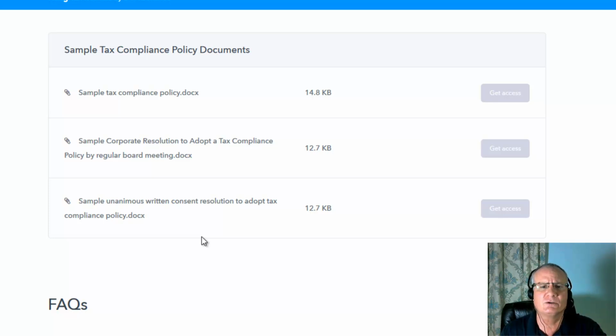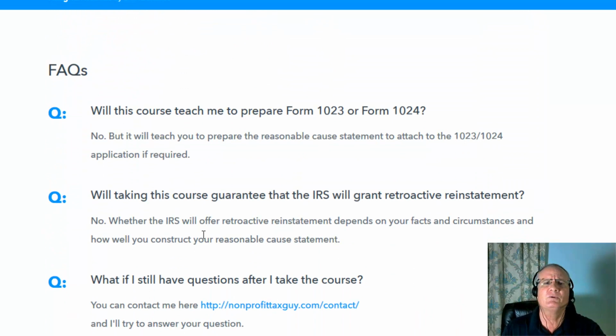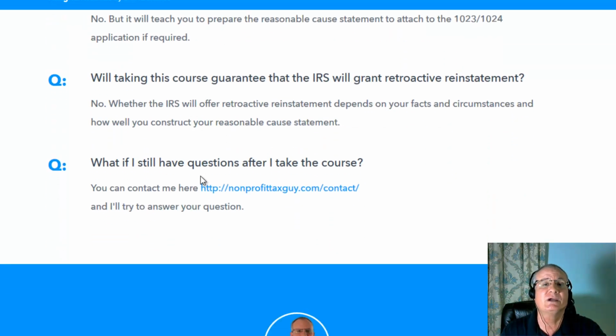So that's the course. Frequently asked questions: will it teach me to prepare Form 1023 or 1024? No, that'll be a separate course at some point, but it will teach you to prepare the reasonable cause statement. Okay, that's the important thing. Will taking this course guarantee that the IRS will grant retroactive reinstatement? No, absolutely not. I don't have any control over the IRS, and I certainly don't know what your particular facts and circumstances are. But taking this course gives you a much better chance of being successful.